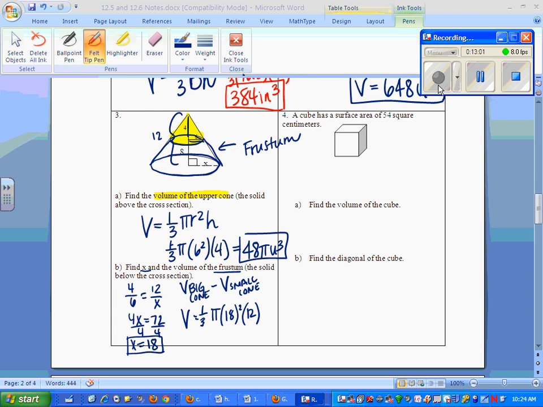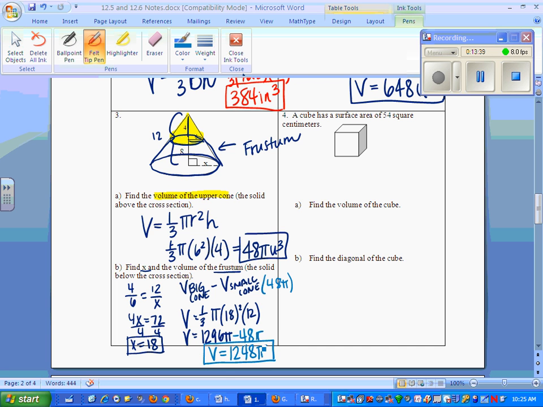Okay, so the volume of the big cone is 1,296 pi. Okay, we already know the small cone, which is 48 pi. I subtract the 2, I'm going to get the volume of the frustum, which is 1,248 pi. That's my final answer. Alright, last one.